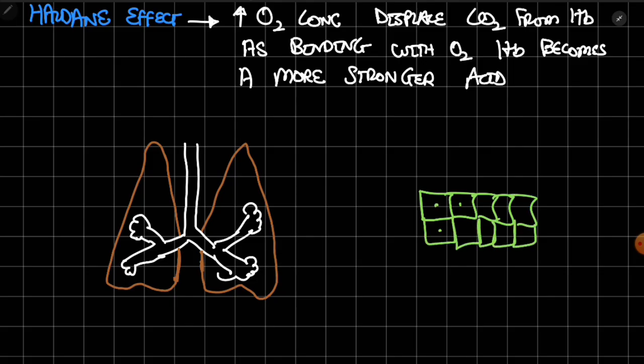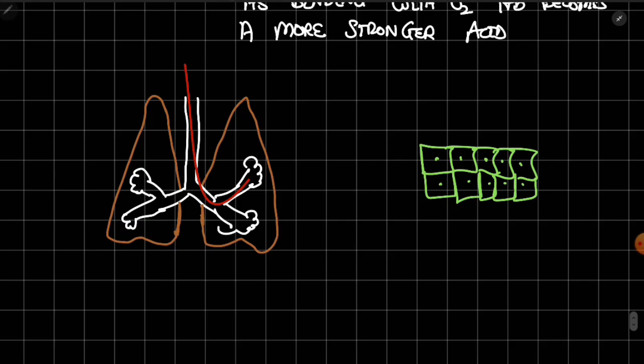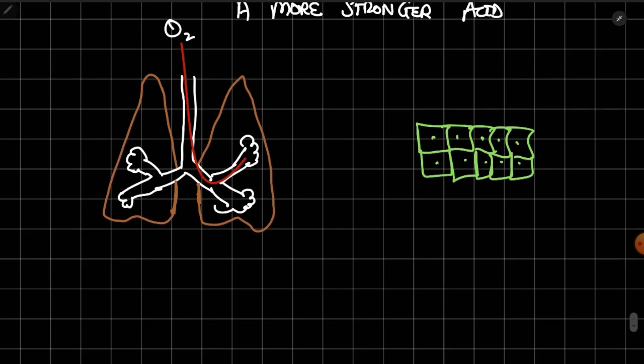Okay, now tell me one thing, when we inhale, it goes to the alveoli. Okay, now basically we are inhaling O2. Now tell me one thing, when we inhale O2, at this level, what happens?